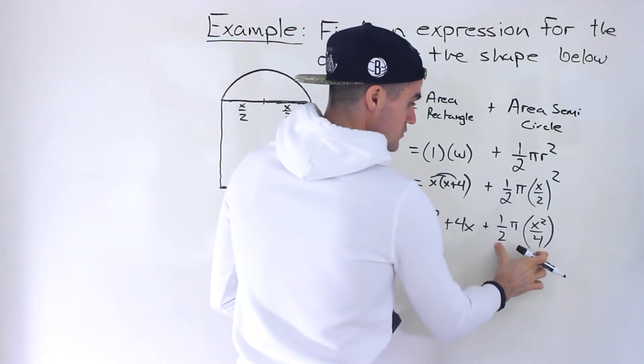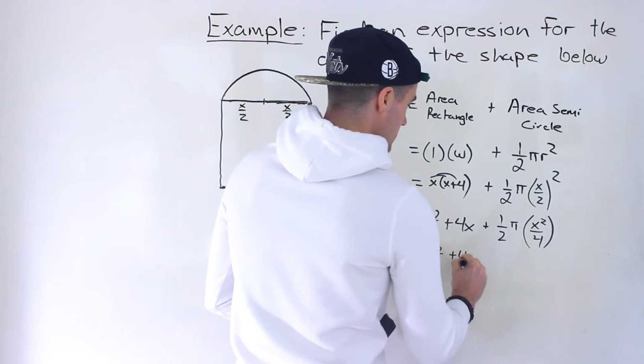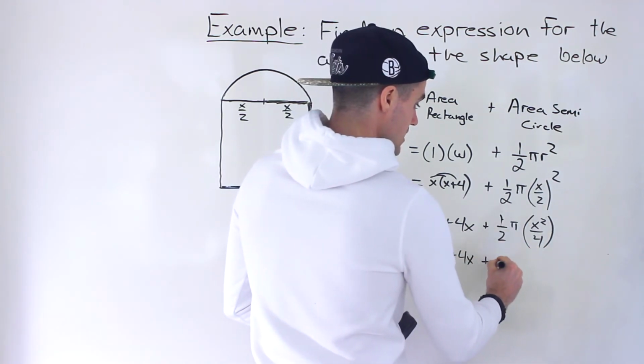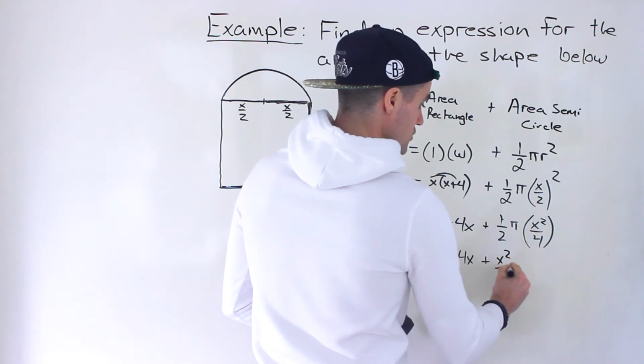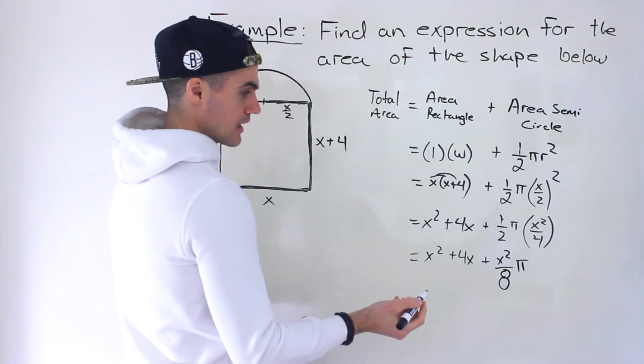And then notice that we can multiply these two fractions. So we'd have 1 times x squared, so we'd have x squared plus 4x. And then over here we'll have 1 times x squared, which is just x squared, 2 times 4, which is 8. And then we could put the pi over here like that, right?